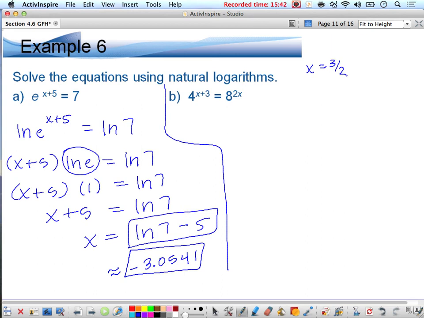That should work for every problem. It may not be the easiest. It's probably easier if we work it using like bases. But if you forget to do that, you can work it using logarithms. So I want to show you how to do that as well.